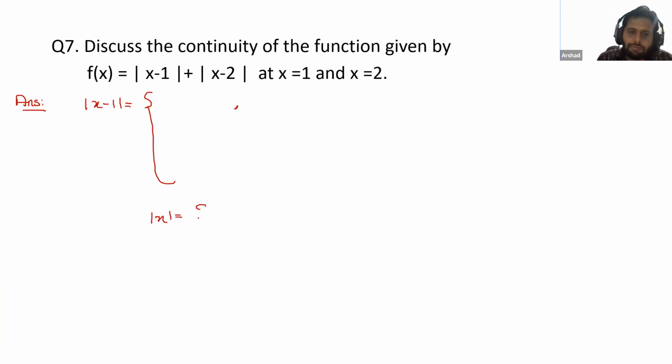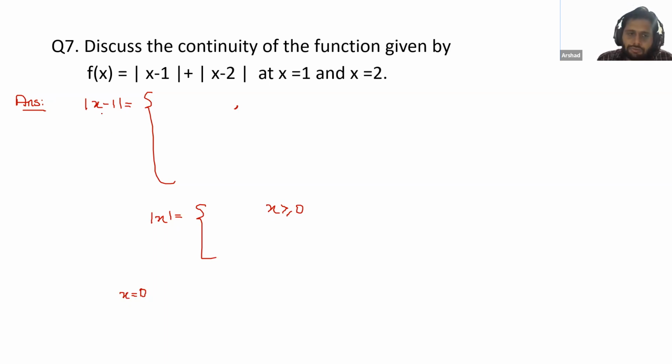Okay, please check here. Yesterday we discussed this mod x. Why were we saying greater than or equal to 0? Because if you compare the expression inside this modulus, that is x, with 0, you get a 0. That's why we were comparing it with 0.